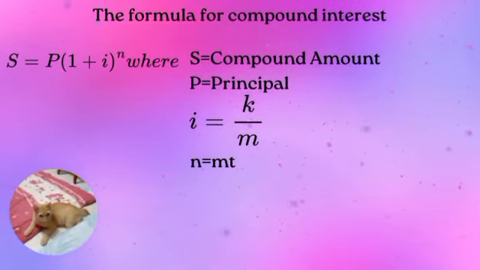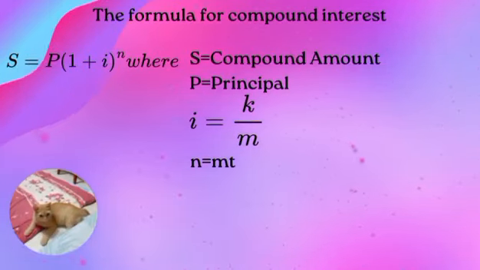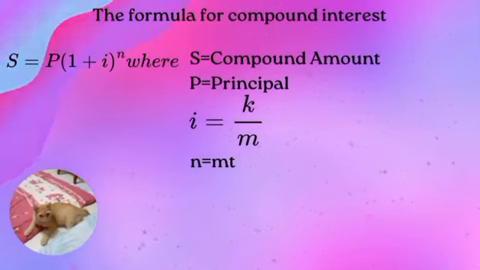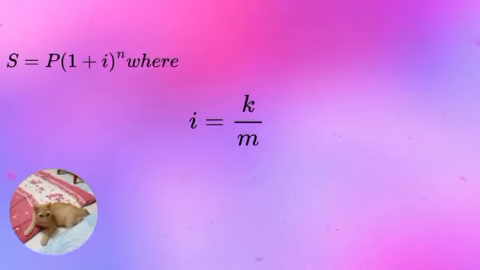The formula for compound interest: S equals P multiply (1 plus I) power of n, where S equals compound amount, P is the principal, I equals K divided by M, and n equals MT.